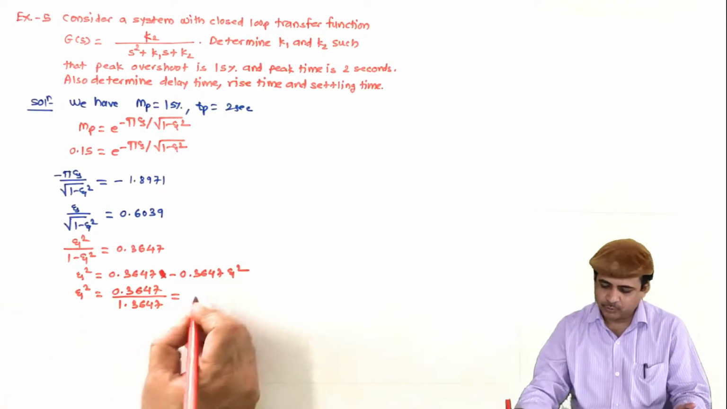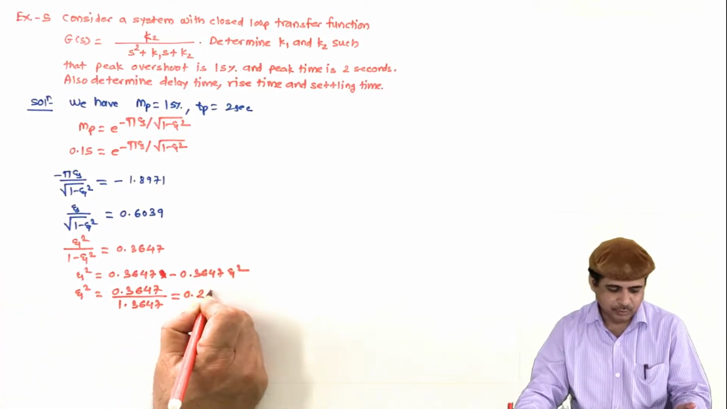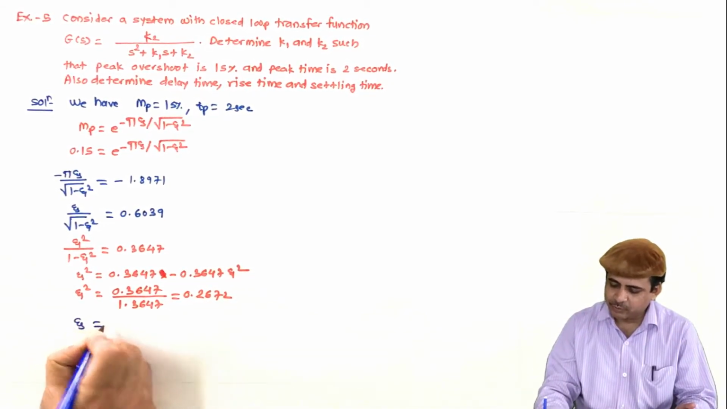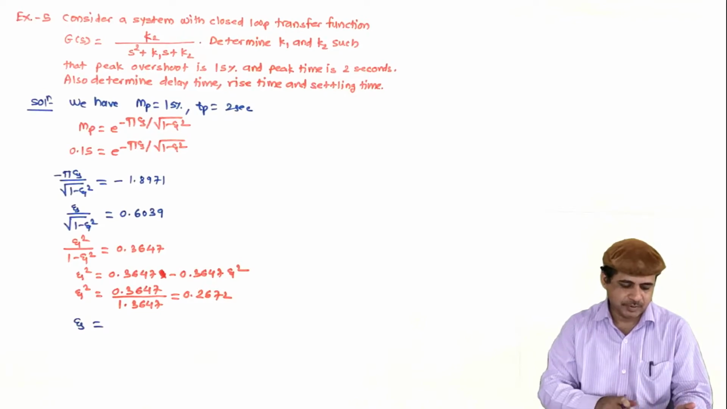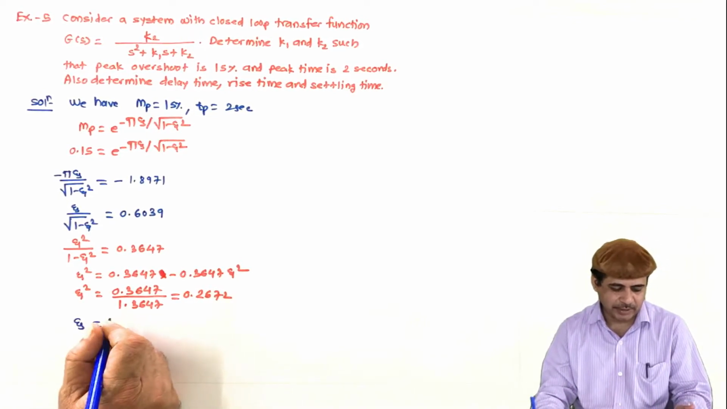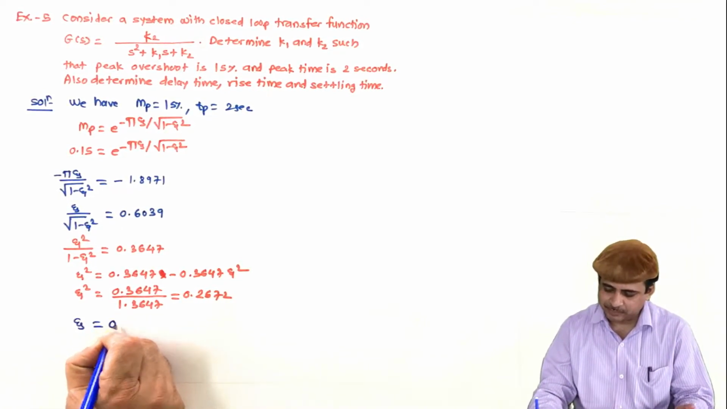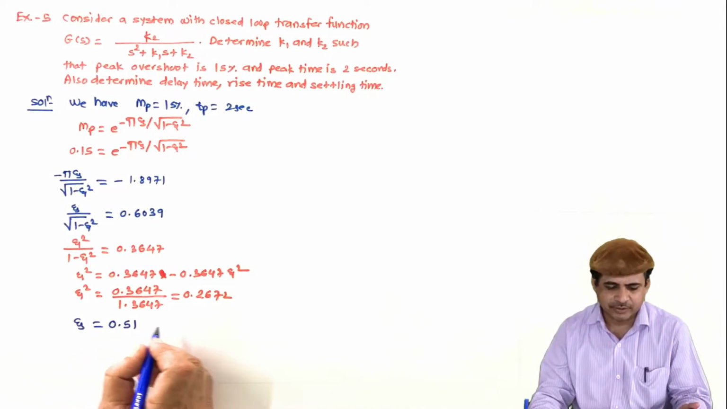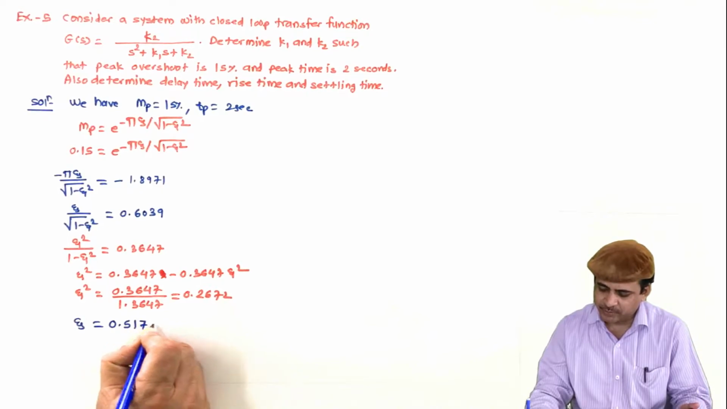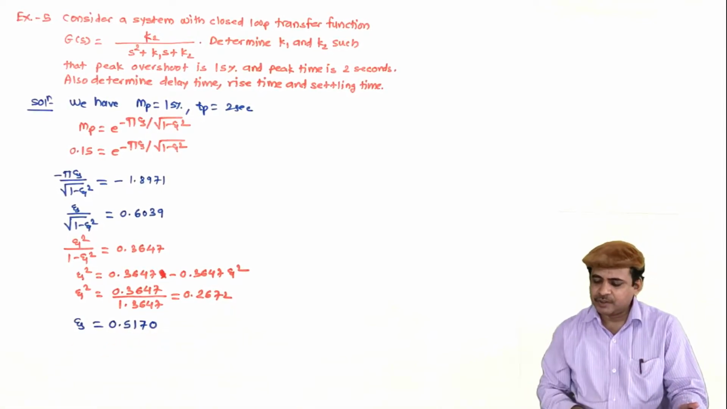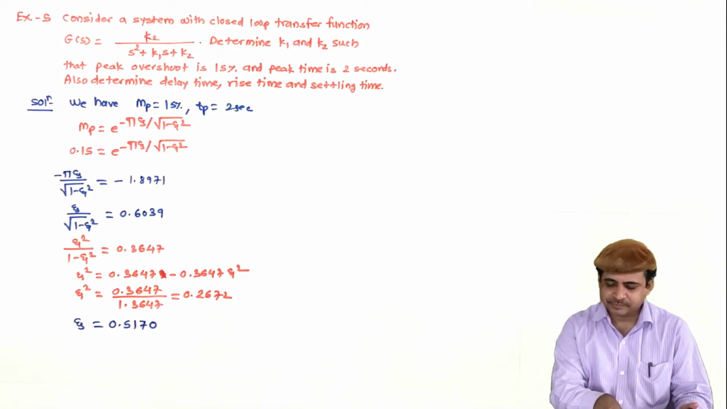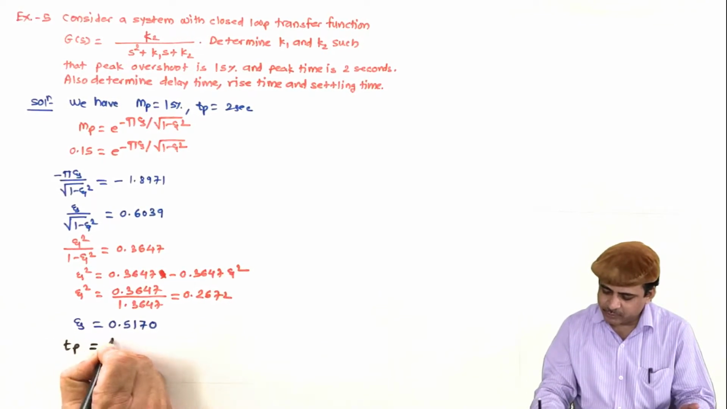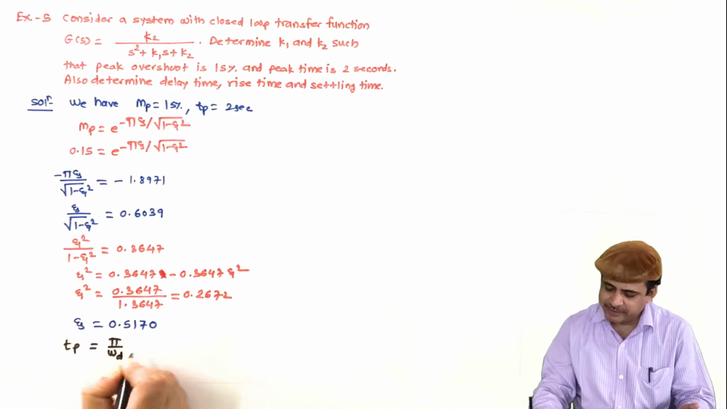And that is equal to 0.2672, and that gives me zeta equal to the root of this, which is 0.5169, or 0.5170 is also okay. 0.5170 is zeta.